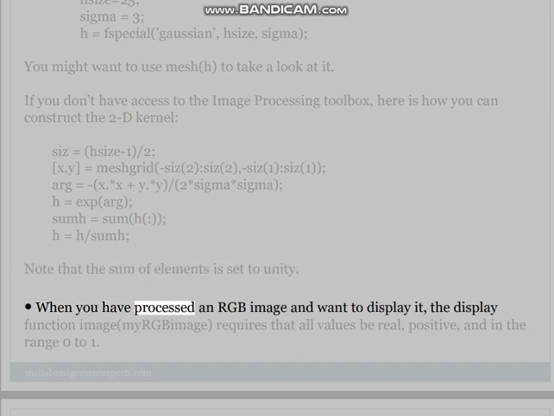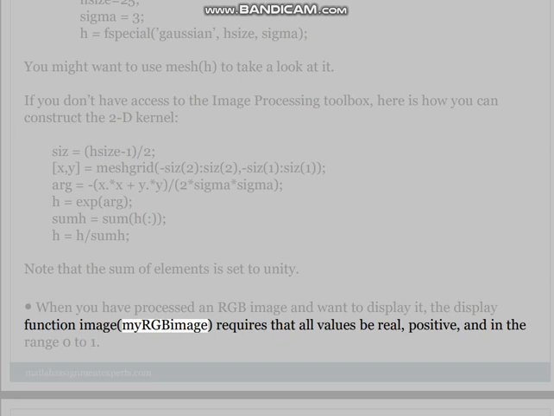When you have processed an RGB image and want to display it, the display function image(myRGBimage) requires that all values be real, positive, and in the range 0 to 1.